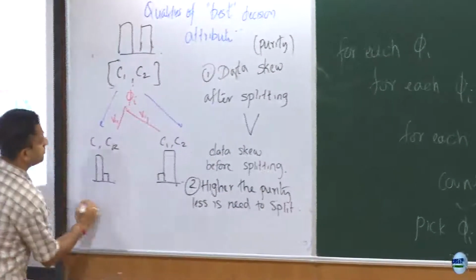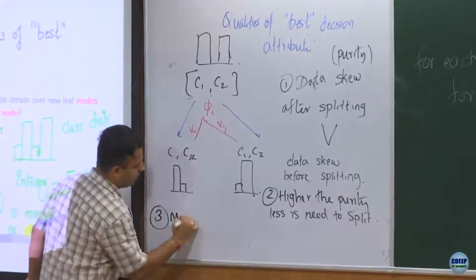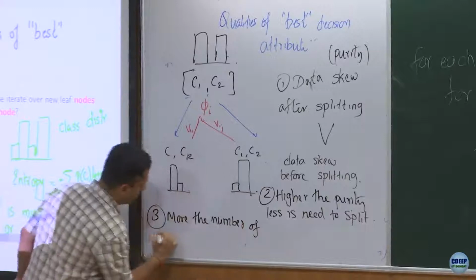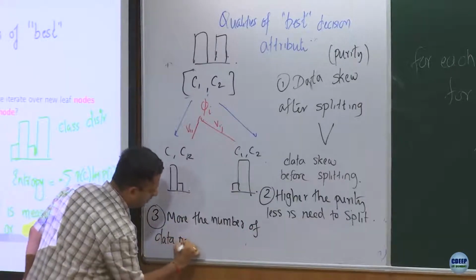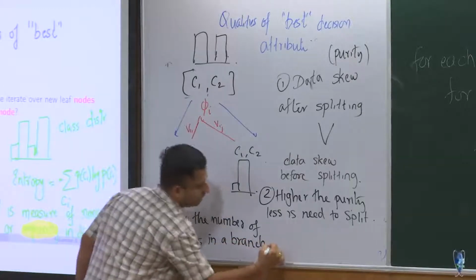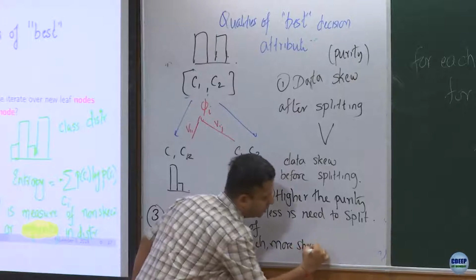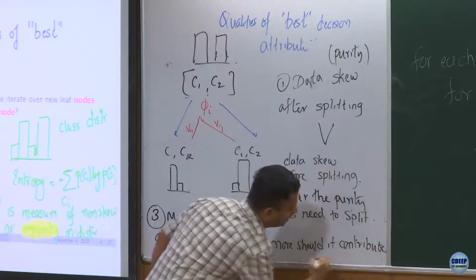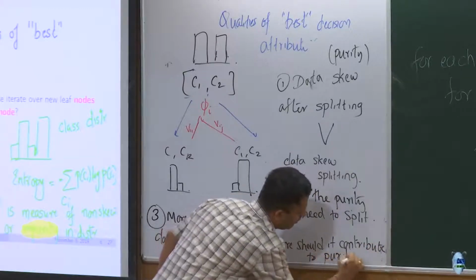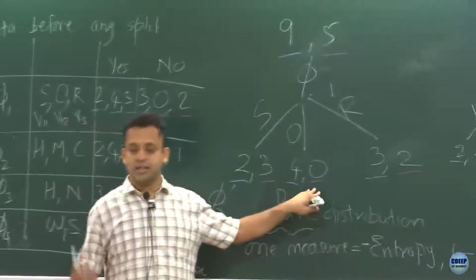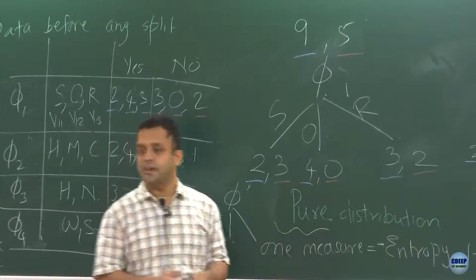Okay, so the more data points in a branch, the more it should contribute to purity. A branch with a larger number of data points should contribute more than a branch with a smaller number of data points.